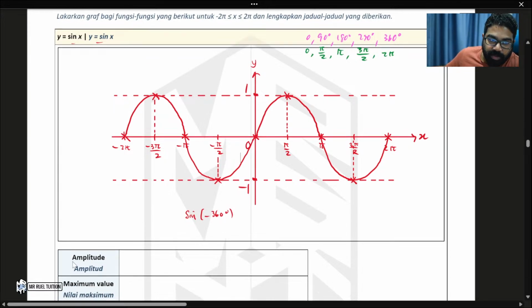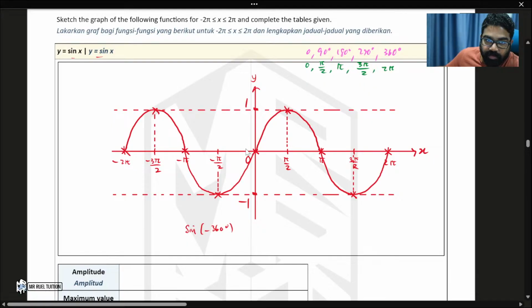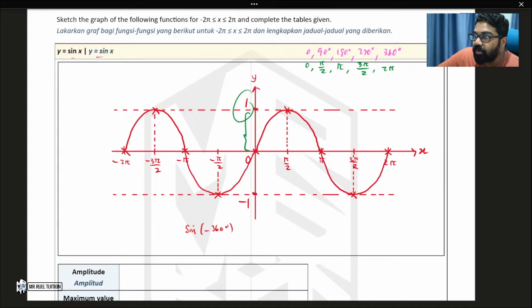What is the amplitude? The amplitude will be from your middle line, which for this particular sine graph is the X-axis, to the peak, or to the trough. The highest point or the lowest point. From the middle to the highest or lowest point. So for this graph, y equals sin x, the amplitude is 1. Can you see? From here to here is 1 unit.